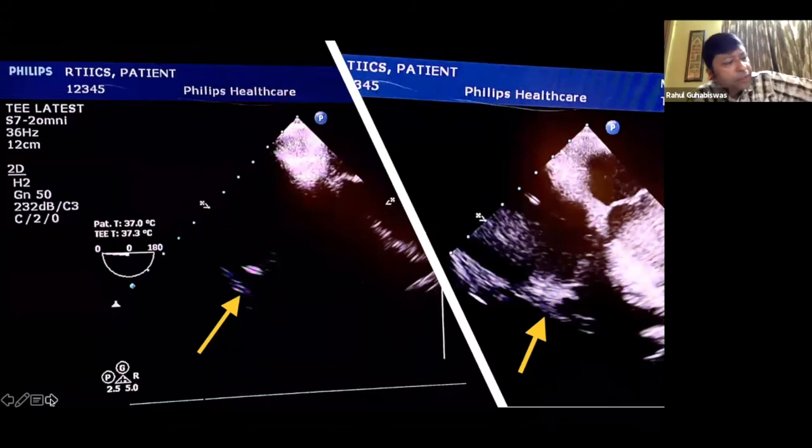In this mid-esophageal four-chamber view, the time gain has been used at the level of the lateral tricuspid annulus. On the left-hand side, it is hardly being seen. On appropriate use of the time gain control, you can see a high gain at the level of the lateral tricuspid annulus.